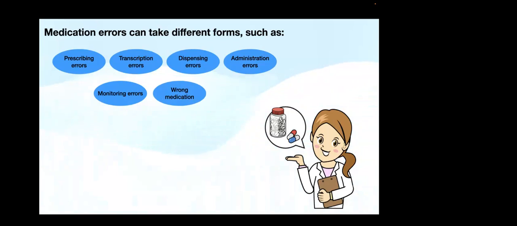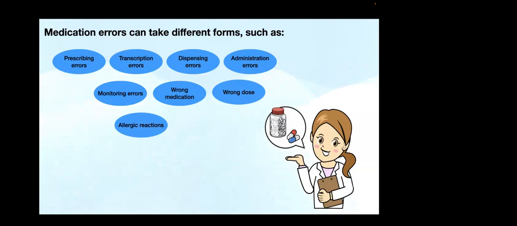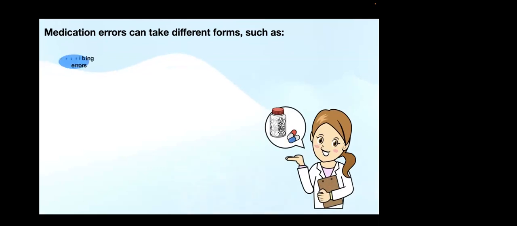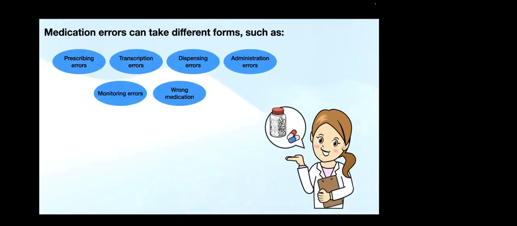Wrong medication: the patient receives a medication different from what is intended. Next is wrong dose: the patient receives a higher or a lower dose of the medication than prescribed. We can see a number of times this happens in the pharmacy store, that the wrong dose is provided to the patient. Allergic reaction: the patient experiences an adverse reaction due to an allergy or intolerance to the medication. Drug interaction: the patient experiences harmful effects due to interaction between two drugs. Self-medication omission: the patient misses, or does not receive, a prescribed medication, or omits it by themselves. So these are some of the forms medication errors can take.